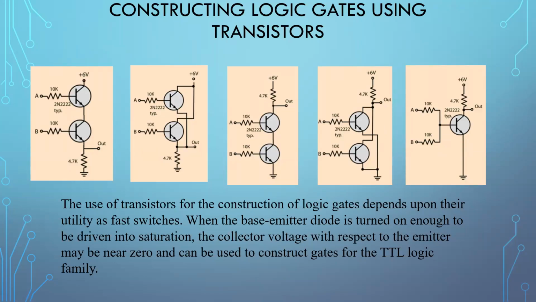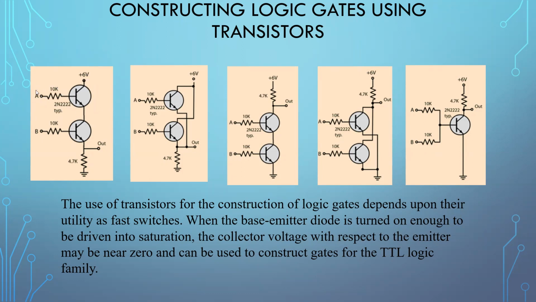Let us discuss how we can create logic using transistors. We know the transistor can work as a switch. If we apply enough voltage to the base, we can turn this transistor into the saturation region such that VCE will be zero.